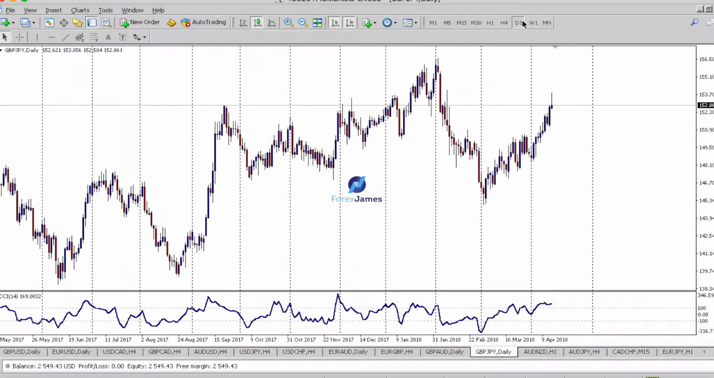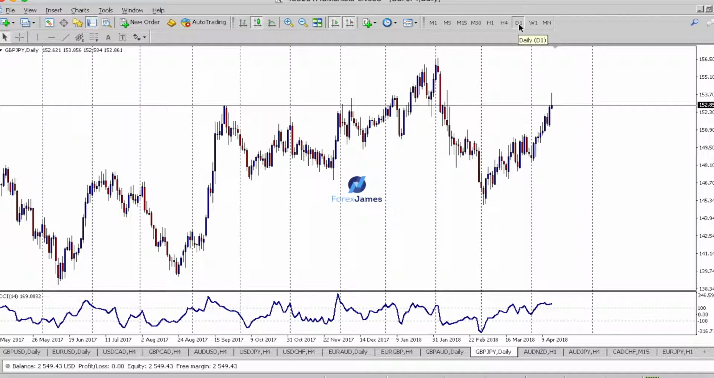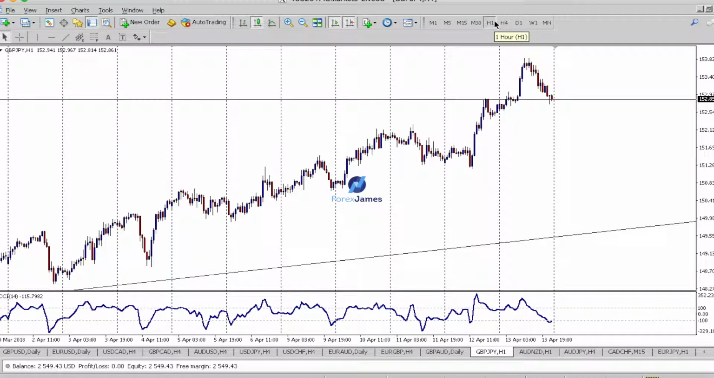Pound yen. Okay. Really strong move up, but it's quite overdue. It shows some sort of pullback. So the steeper the trend is, guys, price has to return. That's my point. So in this case, I'm going to be looking for shorts.